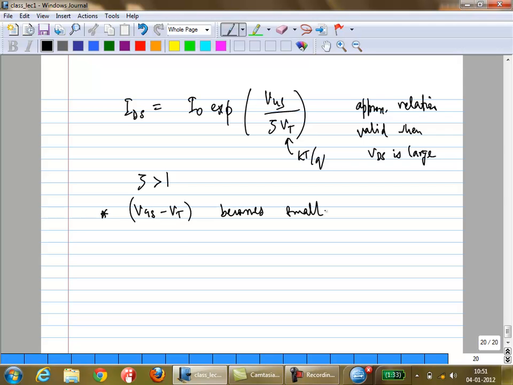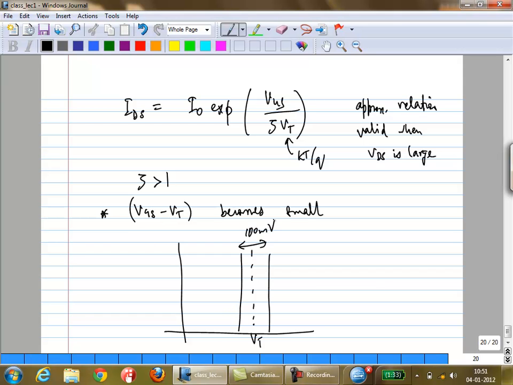Remember that if you plot your inversion region, if this is your VT, maybe around 100 millivolts around it would be the place where you're really worried about subthreshold conduction.